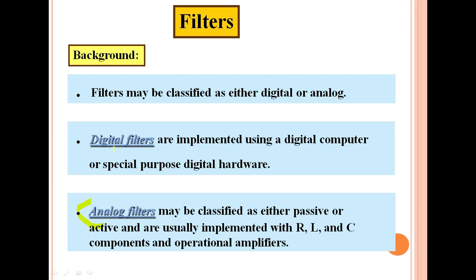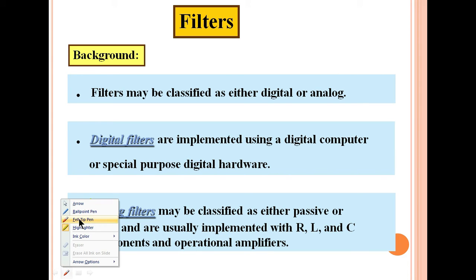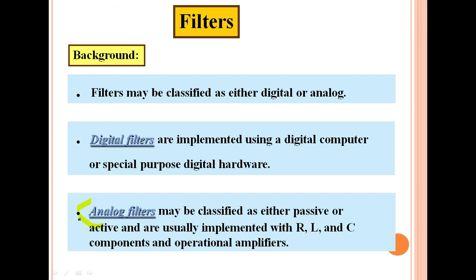Digital filters are implemented using a digital computer or special purpose digital hardware, and analog filters may be classified as passive analog filters and active. Here to see the basic classification, it is passive or active, and usually implemented with R, L and C components and the operational amplifier.